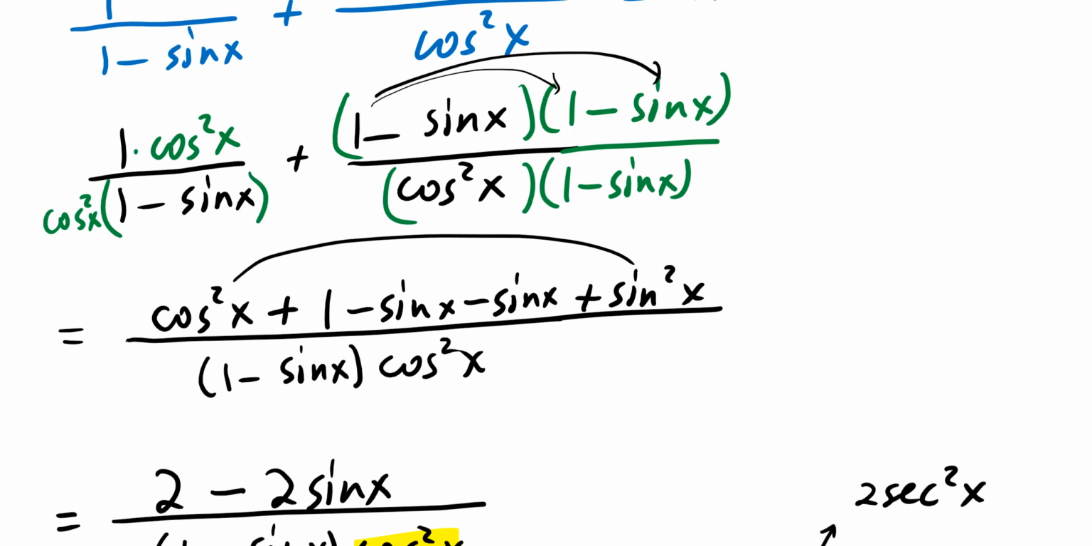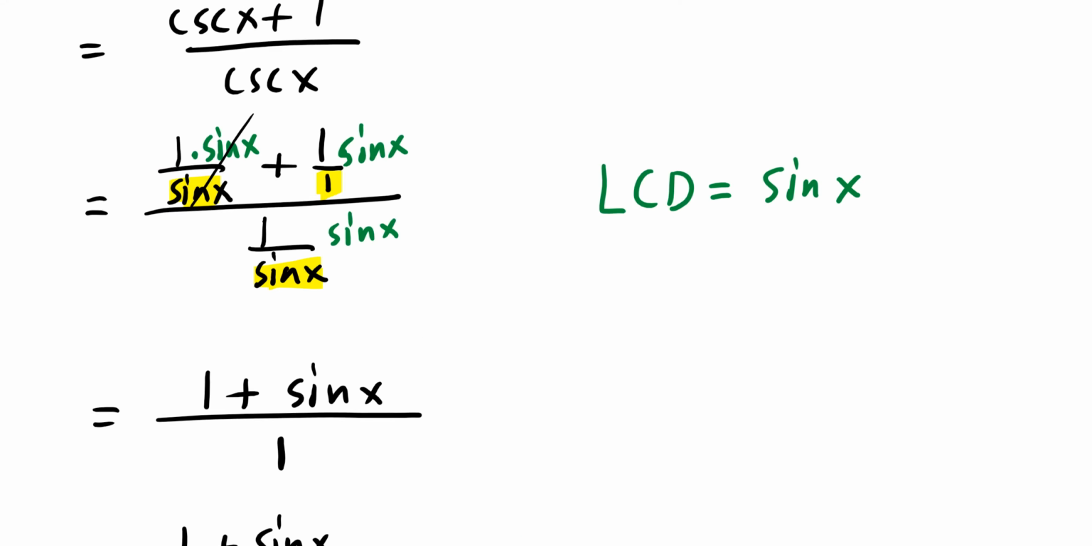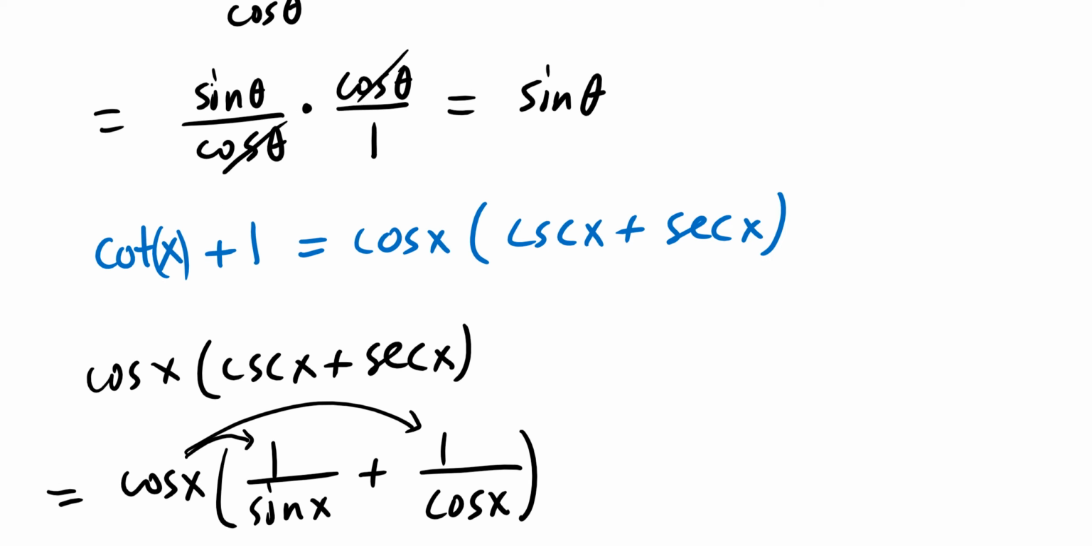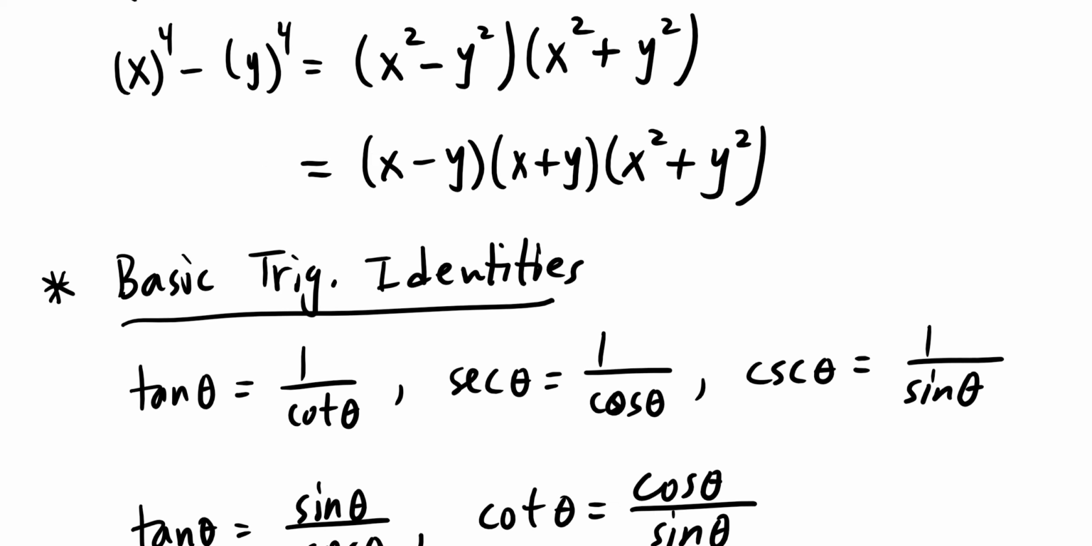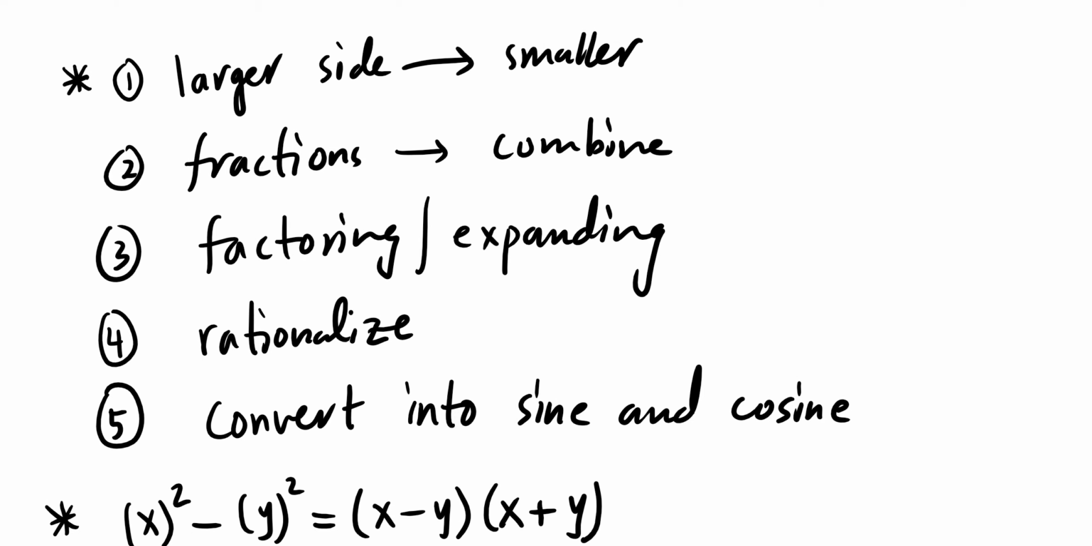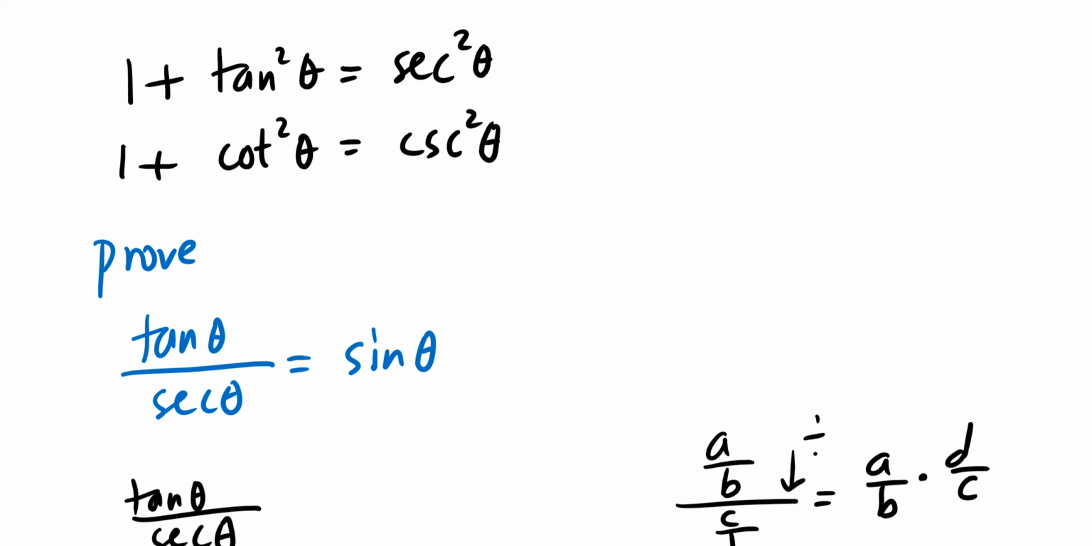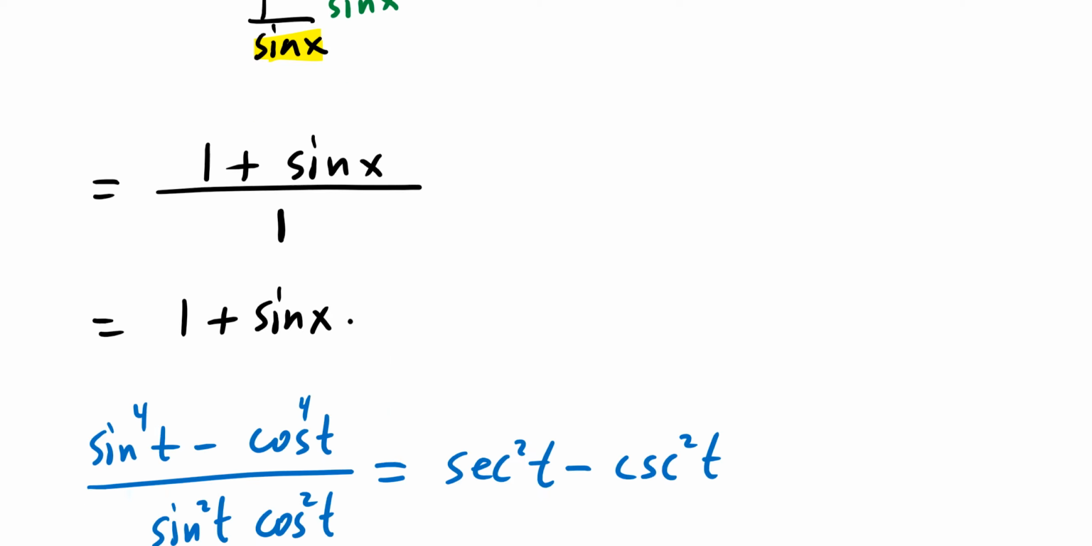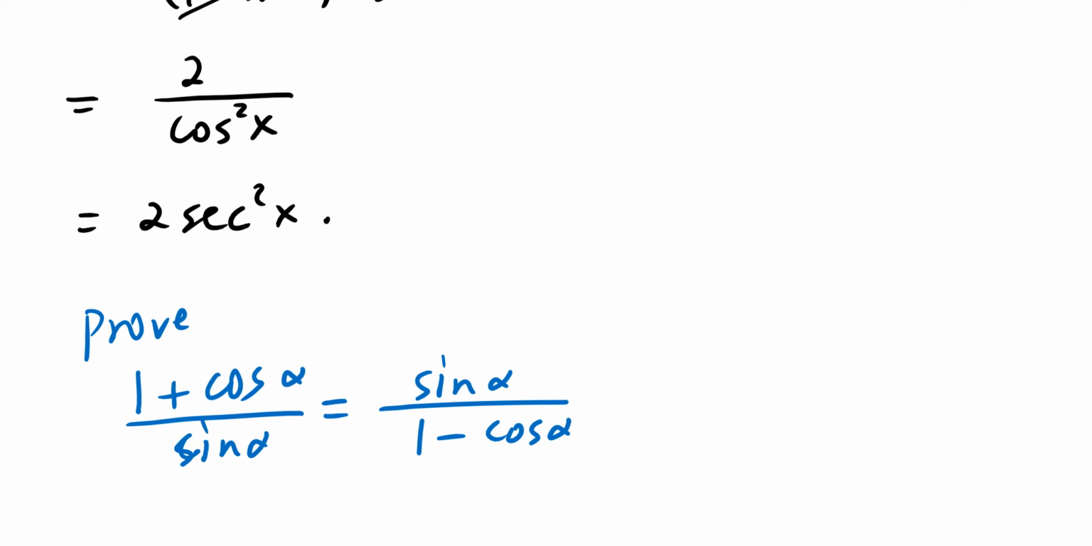So let's go back to the guidelines. We've seen some examples where most of the questions went from the larger side to the smaller side. We combined fractions in one of the examples. We did some factoring. We converted into sine and cosine, but we haven't rationalized yet. So what about trying to rationalize? Use it on this last example here.